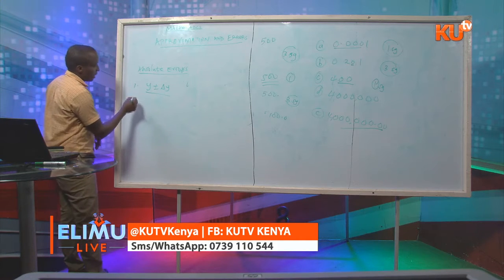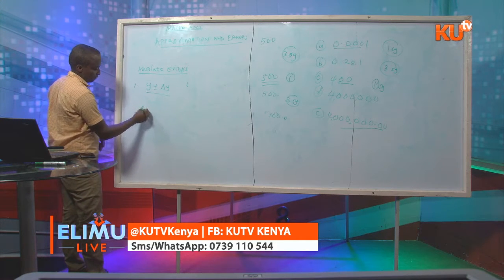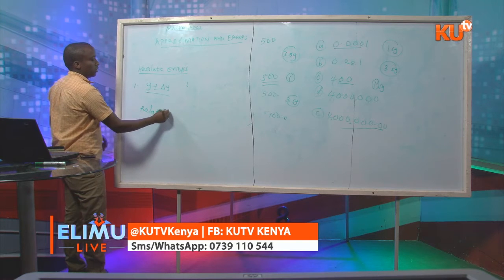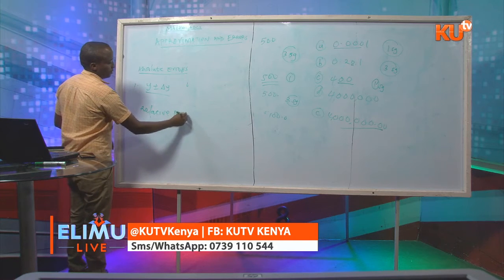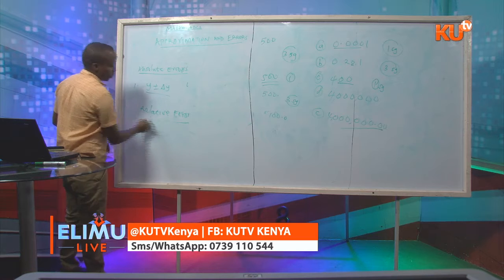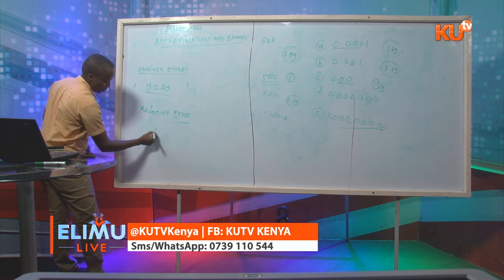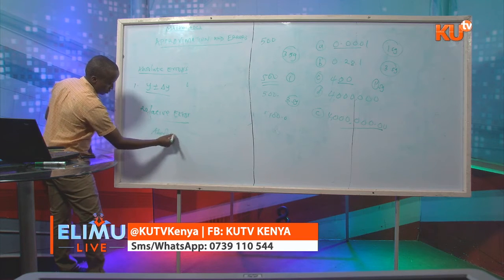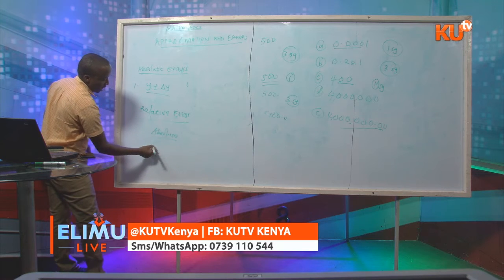So we have the second error, which is called the relative error. Now this one is the absolute error divided by the actual.